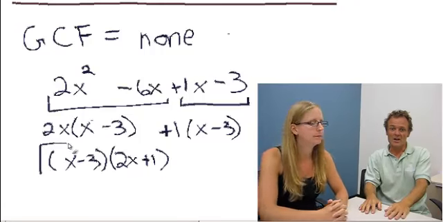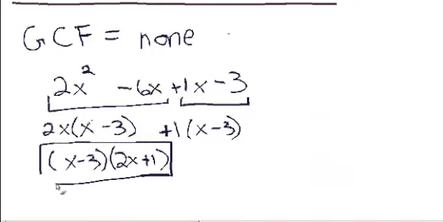How do we check it? I can FOIL that to see if I get the original question. Absolutely, always. The idea is you factored it, so you broke it up, and you check your answer by FOILing it and seeing if you get the original question. Let's take a minute and check it. You take your x minus 3 times 2x plus 1 and you FOIL that out.